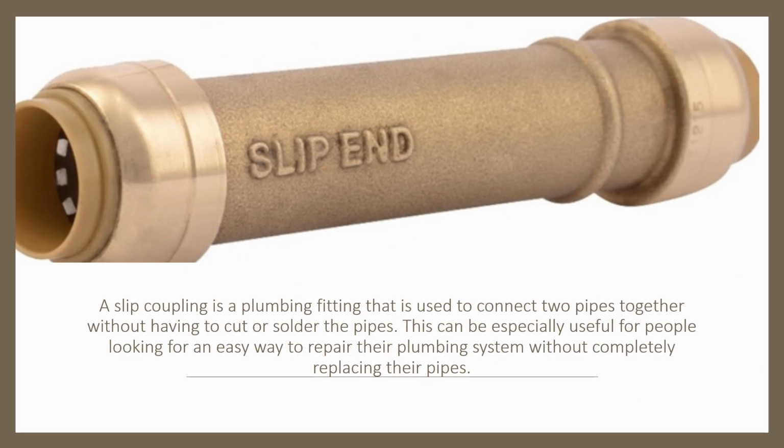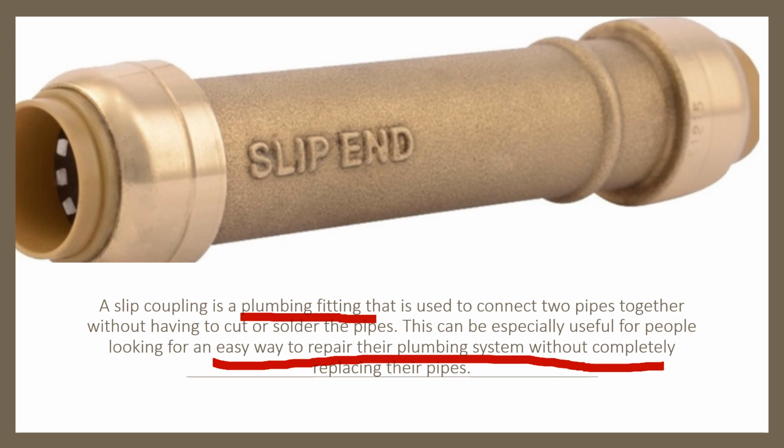Then slip end. A slip coupling is a plumbing fitting that is used to connect two pipes together without having to cut or solder the pipes. It's a plumbing fitting device, usually for water transmission or something like that. This can be especially useful for people looking for an easy way to repair their plumbing system without completely replacing their pipe. If there is any pipe damage, then they have to cut that pipe and connect it.